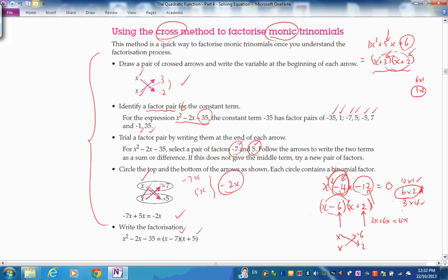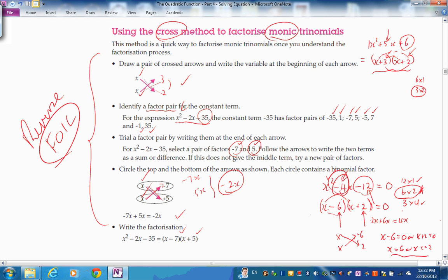Either way, it doesn't matter, but in your mind, I want you to think of all of this as reverse FOIL. It is not really a new area of mathematics. It's really going backwards. And once we've done that, of course, we can put this function equal to naught and say that therefore x take 6 is naught, or x plus 2 is naught, and get x is 6, or x is neg 2. And we can actually plot the graph now, based just on where it cuts the x-axis. How powerful is that? Okay, let's go down and have a look.